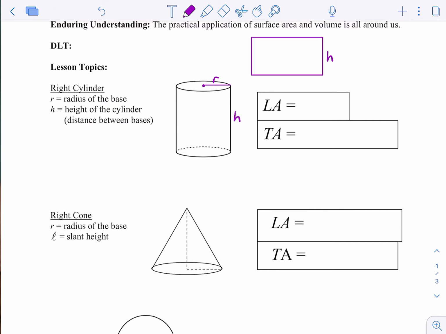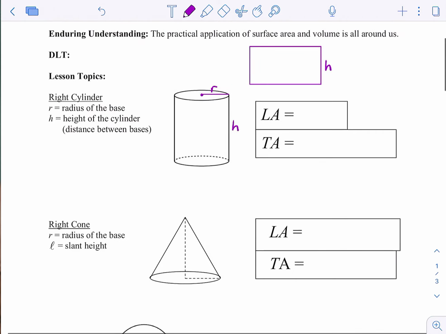If I want to perfectly cover this can without any overlap, the sides coming perfectly flush with each other, seam to seam, the width of this rectangle has to wrap around the edge of the circle. Well, what measurement goes with the edge of a circle? That's circumference, and circumference has a formula in terms of the radius of 2 pi r. So the lateral area, the sides that are not the bases, is just a rectangle. Base times height gives us the lateral area formula of 2 pi r times h. So 2 pi r h is our lateral area for a right cylinder.